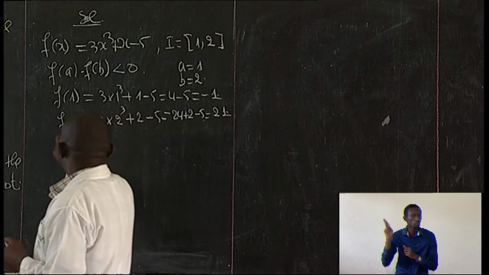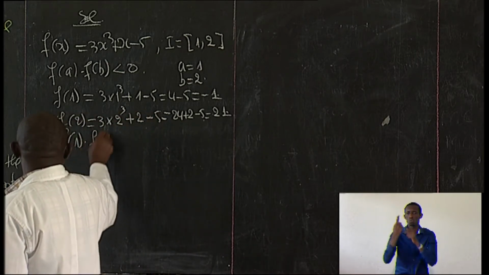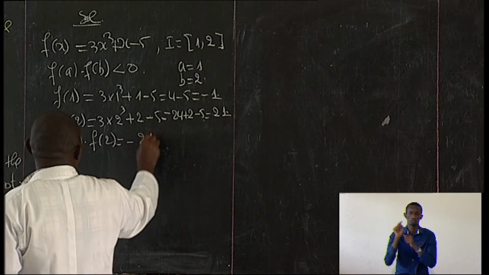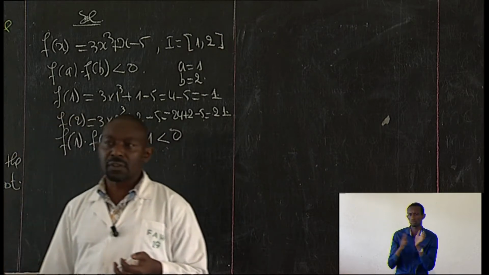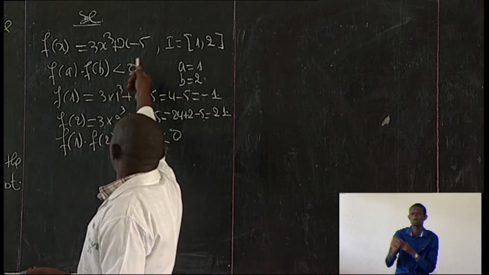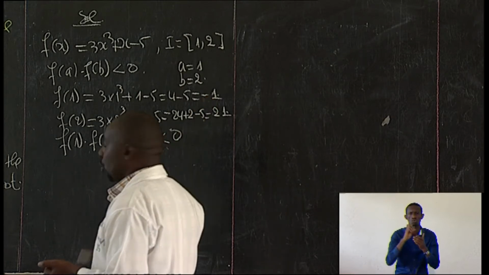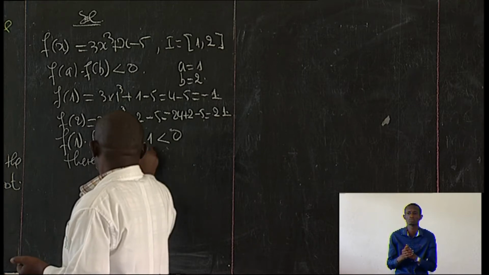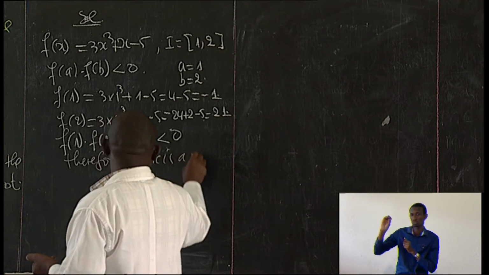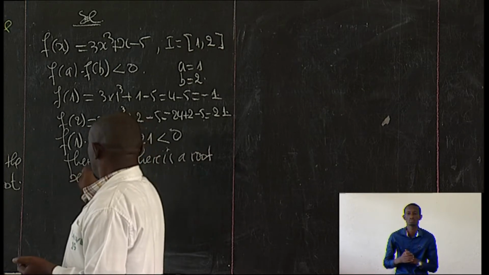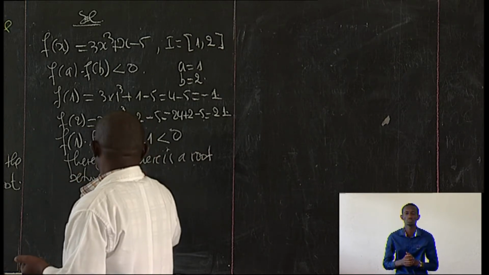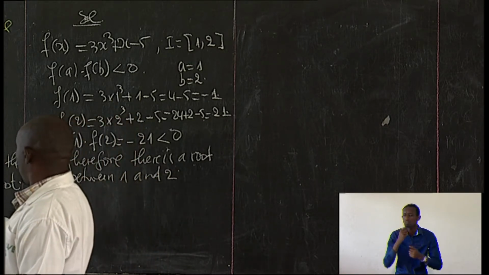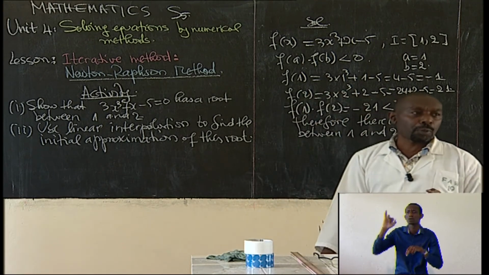So the product of f of 1 and f of 2 is equal to minus 1 times 21. This is minus 21, which is less than 0, is negative. It means that as the function is continuous in this interval and there is a change of sign, therefore, there is a root between 1 and 2. So we're going to find the initial approximation to that root using linear interpolation.